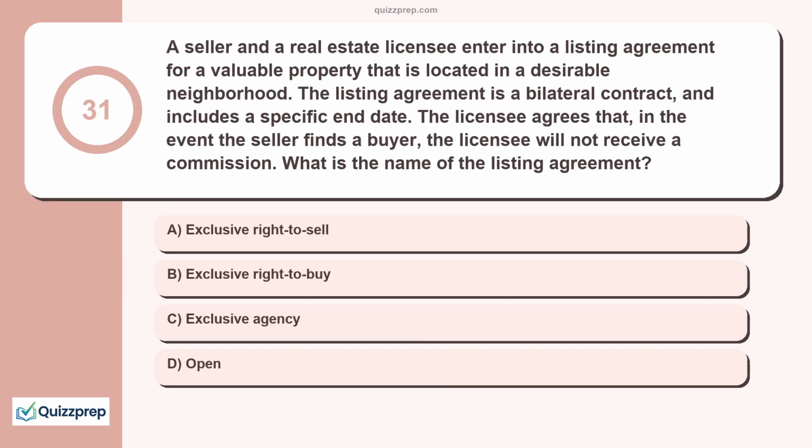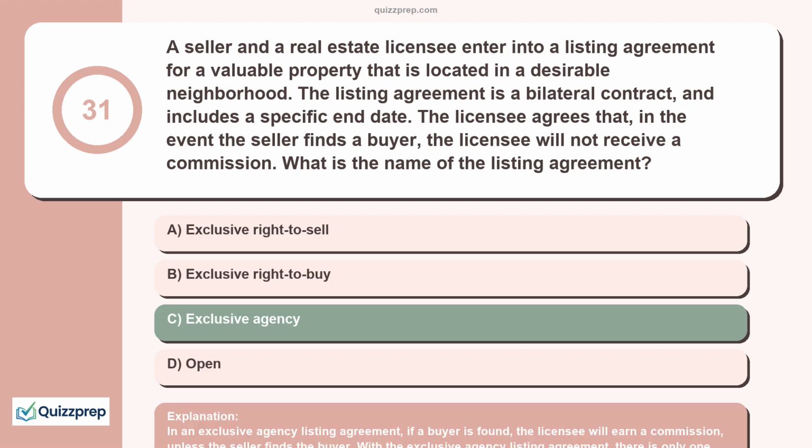Question 31. A seller and a real estate licensee enter into a listing agreement for a valuable property that is located in a desirable neighborhood. The listing agreement is a bilateral contract and includes a specific end date. The licensee agrees that, in the event the seller finds a buyer, the licensee will not receive a commission. What is the name of the listing agreement? Exclusive right to sell, exclusive right to buy, exclusive agency, open.